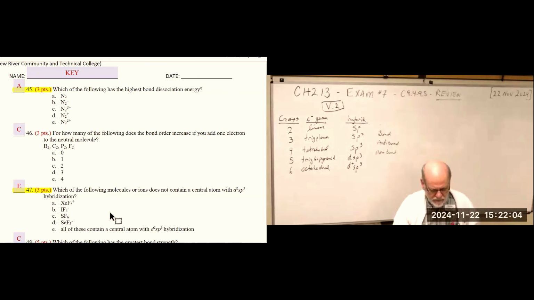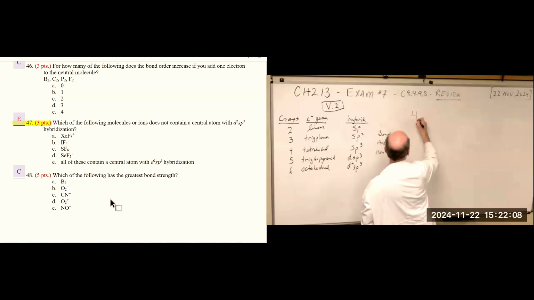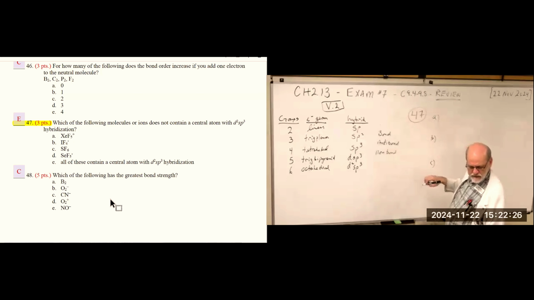Let's see, 47. Which of the following molecules or ions does not contain a central atom with d2sp3 hybridization? All right, let's see, we have 4 of them to deal with. A, B, C, D. All right, A is xenon pentafluoride ion.